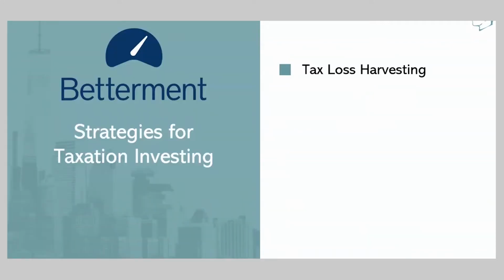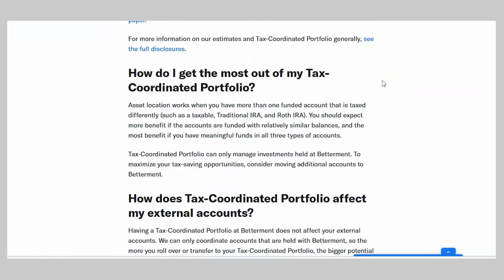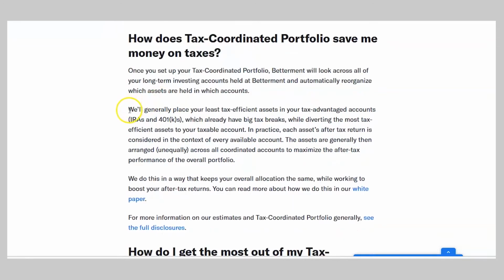Now there is another thing that brings the tax efficiency of Betterment to another level, and that is called asset location. Here we can see that asset location works when you have more than one funded account that is taxed differently, such as taxable, traditional IRA, or Roth IRA. Essentially, if you have different types of taxable accounts, then this asset location strategy can work for you via Betterment. And here you see it says it will generally place your least tax efficient assets in your tax advantaged accounts. So for example, if you have an IRA, they will put the money that's the least tax efficient in there.